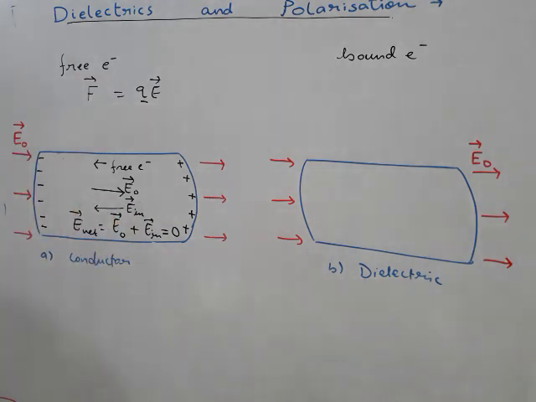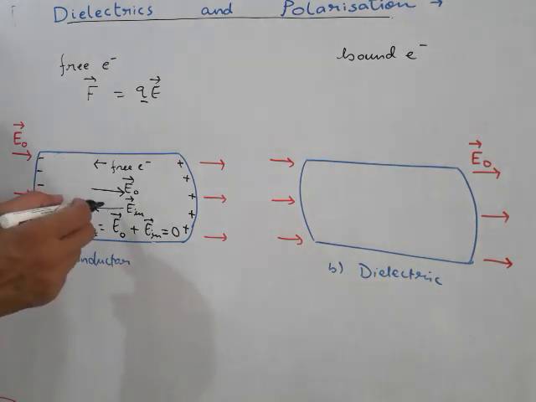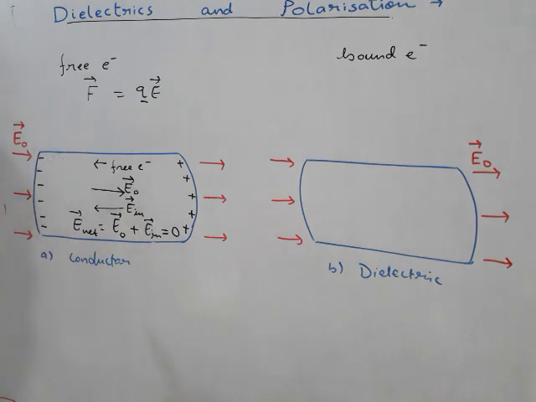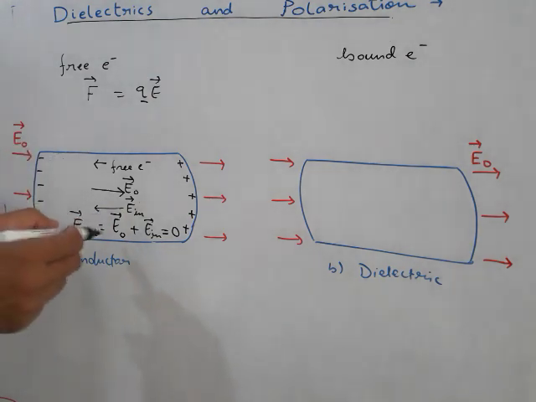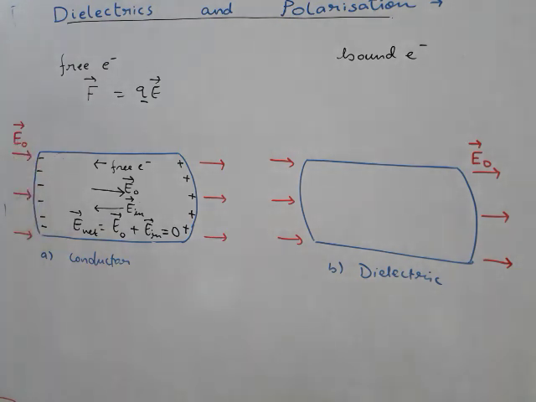So E in vector is developed opposite to the direction of external field, and its magnitude quickly becomes equal to the value of E naught, and therefore they cancel completely, resulting in 0 electric field inside a conductor. This is what we have already discussed in case of electrostatics of conductors. Let's see what happens in case of dielectric.